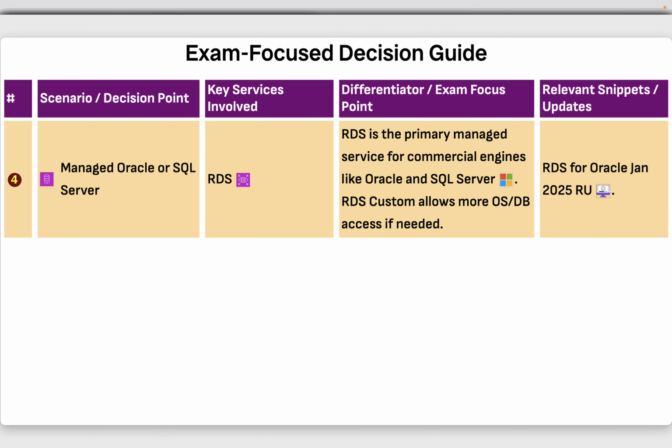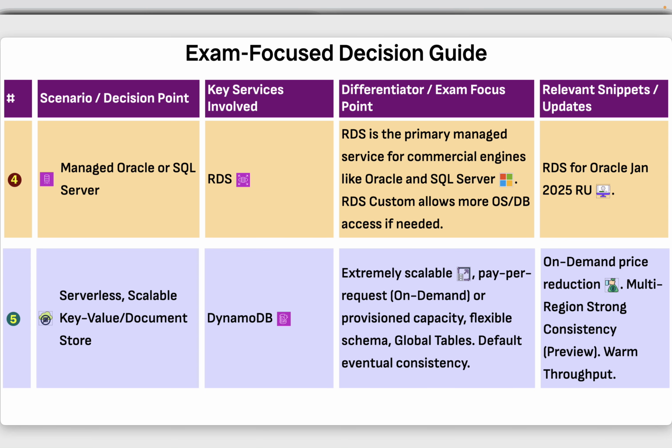Next one, managed Oracle or SQL Server, which is a Microsoft product. So only one option, RDS. RDS is the primary managed service for commercial engines like Oracle and SQL Server. RDS Custom allows more operating system or database access if needed. So again, RDS for Oracle January 2025.